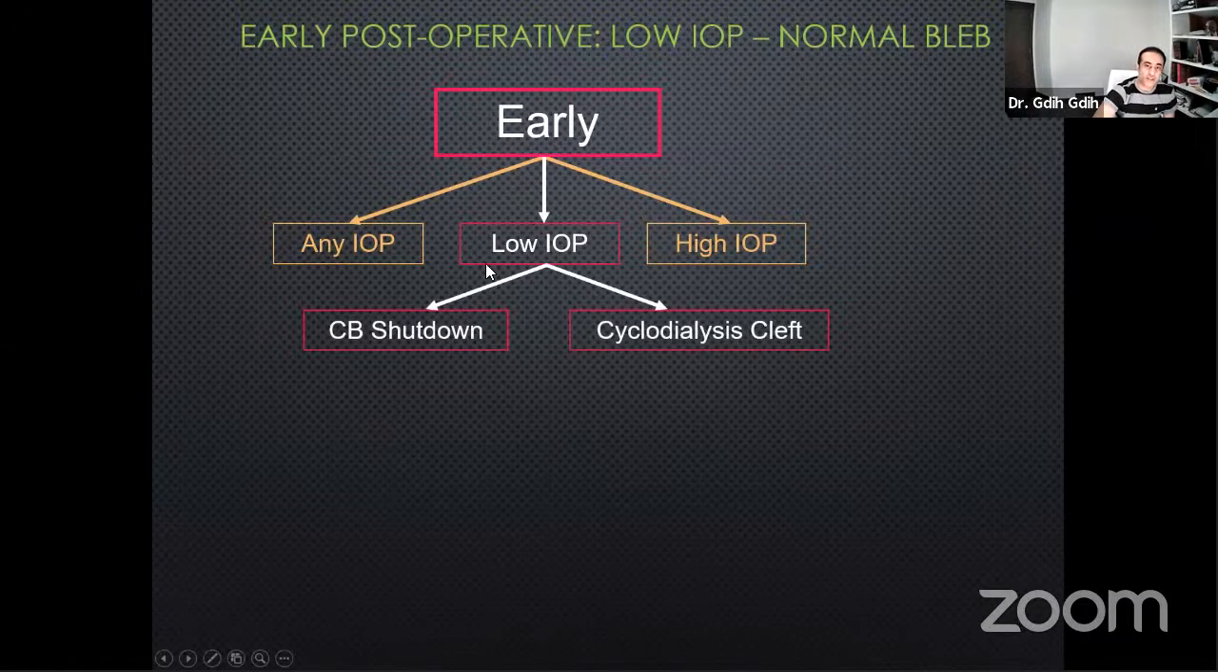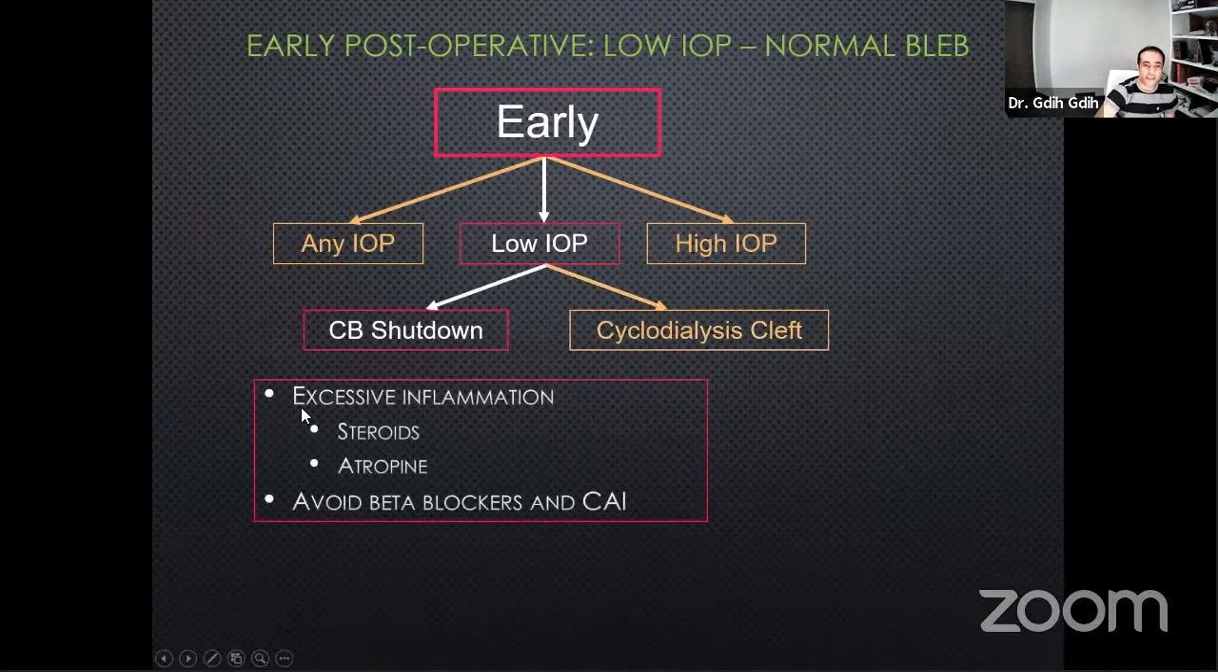Okay, so again, with low intraocular pressure, it can be due to ciliary body shutdown, or it can also be due to cyclodialysis cleft. Excessive inflammation can cause ciliary body shutdown, so treat with steroid and cycloplegia. Avoid beta blockers and carbonic anhydrase inhibitors because they can worsen the condition.